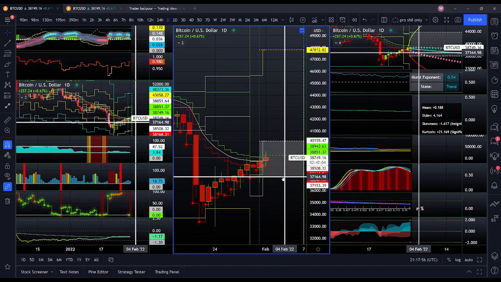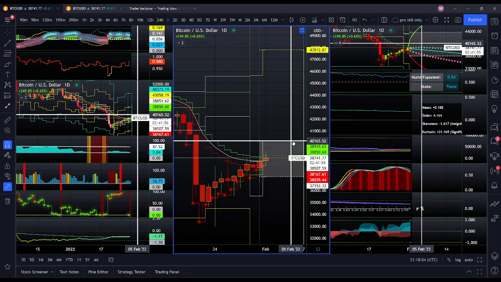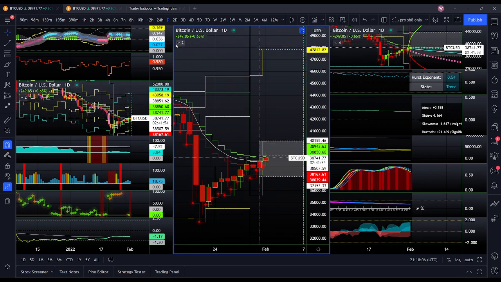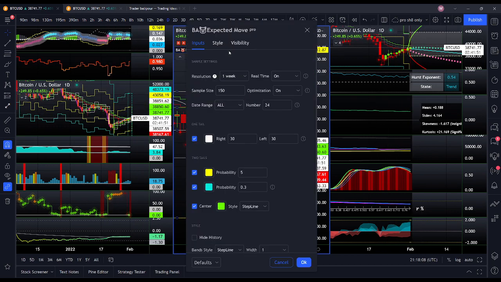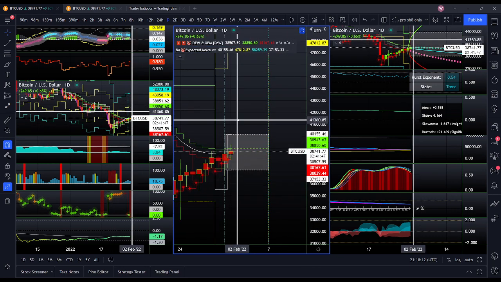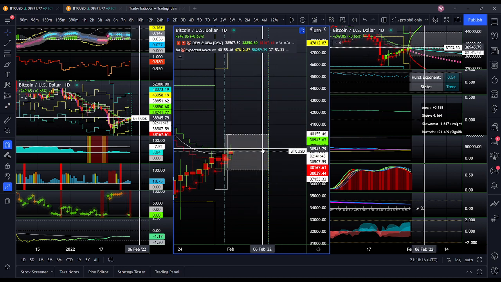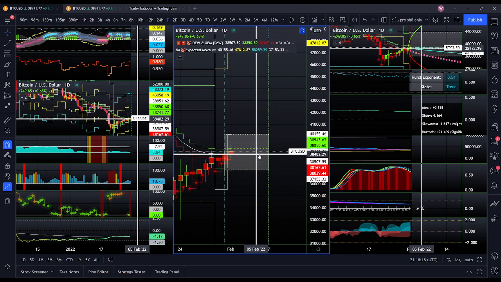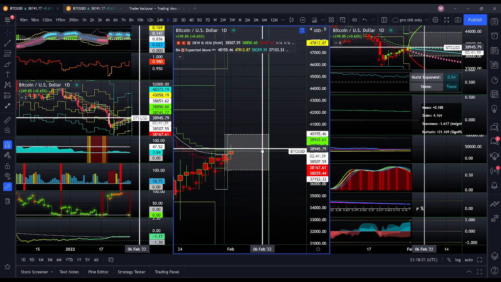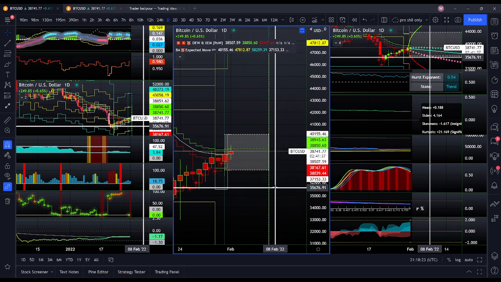So this expected move is telling me that by the end of the week, there's a 20% chance that Bitcoin will close at 37,000, and there's a 20% chance that Bitcoin will close at 40,000 in relation to our sample size, which is 150 weeks. So this is letting me know about where things are on the weekly, and then that green dotted line is telling me where the center of the distribution is.